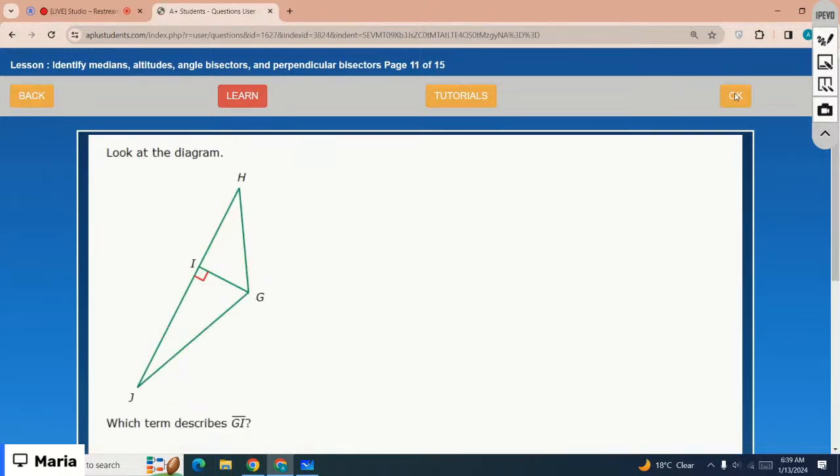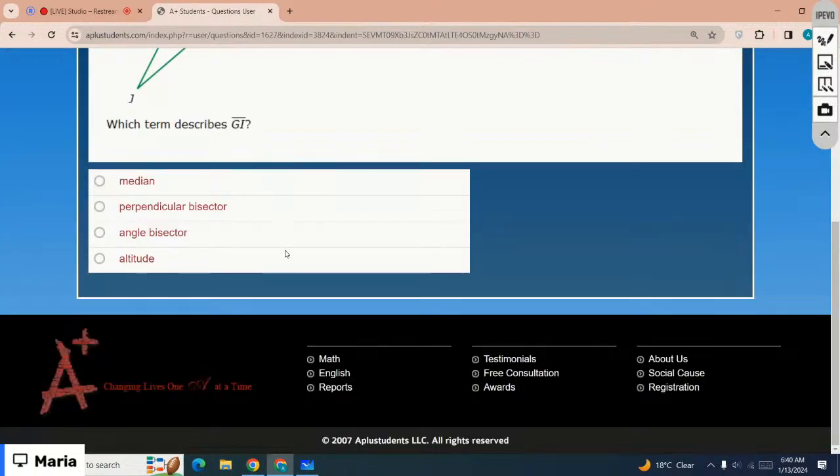Look at the diagram. Which term describes GI, which is the correct option? Altitude it is. The correct option is altitude, right?